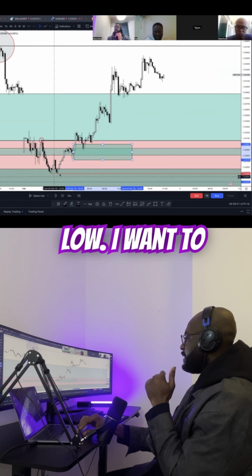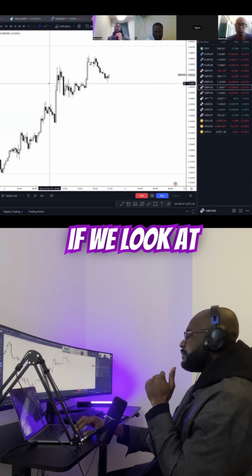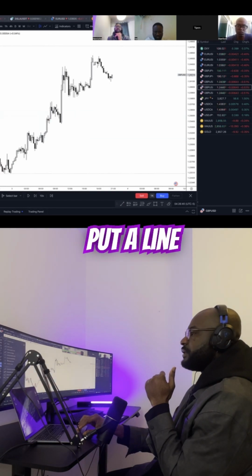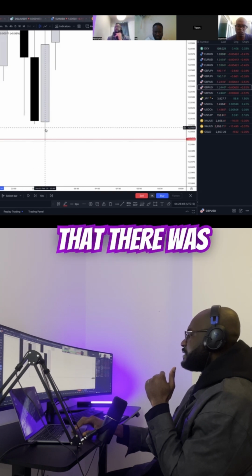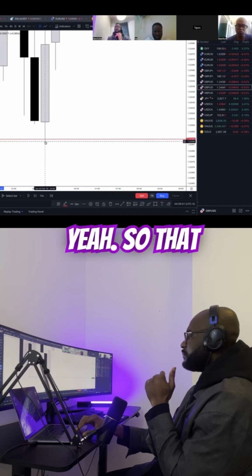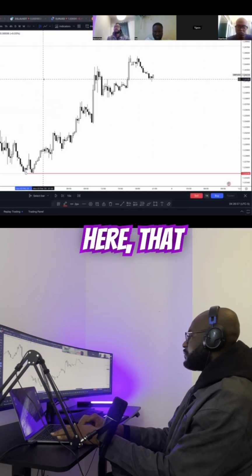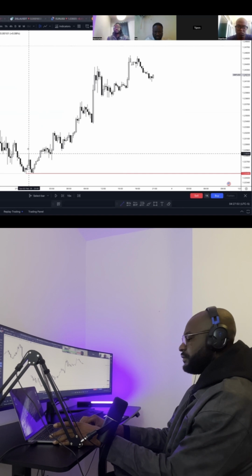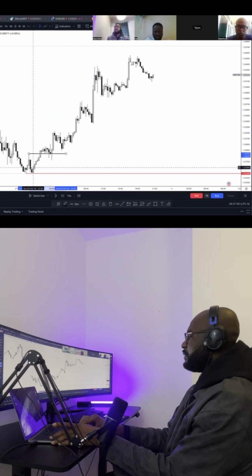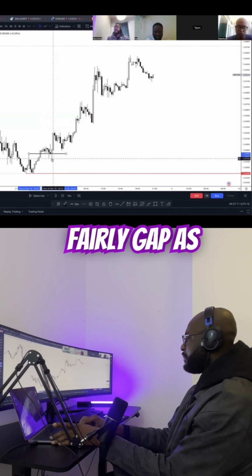Now, let's use another broker to take a look at this because I want to see this low. I want to see what's resting below that low. So if we look at it with another broker, let's put a line across. Now, can you see that there was a run on liquidity here? So that means this is actually the break of structure right here. This was the break of structure. So you could have still used this retest here into this fair value gap as your entry.